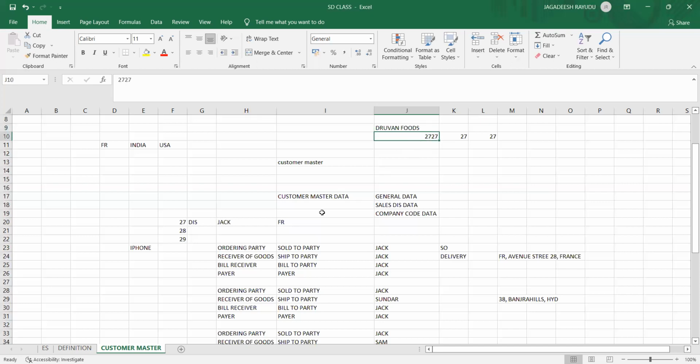So for this company, Dhruvan Foods, for the sales organization, when someone is ordering, the company should know who the correct party is, who actually orders. If something fails, against whom do I need to file a case? Who is shipped to, who is billed to, and who actually receives the bills.